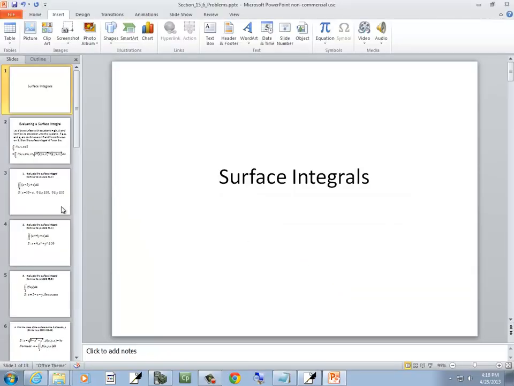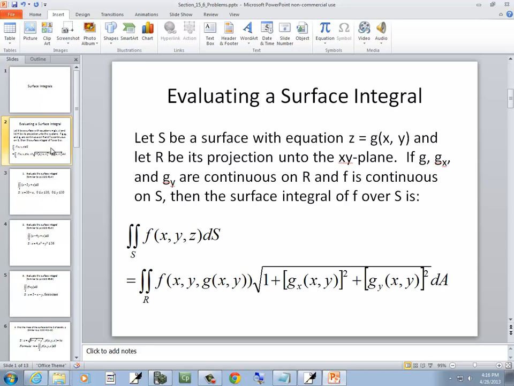Let's take a look at surface integrals. To evaluate a surface integral, we let S be a surface with the equation z is equal to g of x, y, and let R be its projection onto the xy plane. So we may be dealing with all three variables, x, y, and z, but we're projecting it onto just the xy plane, which means we're going to have a double integral. We don't have a triple integral.